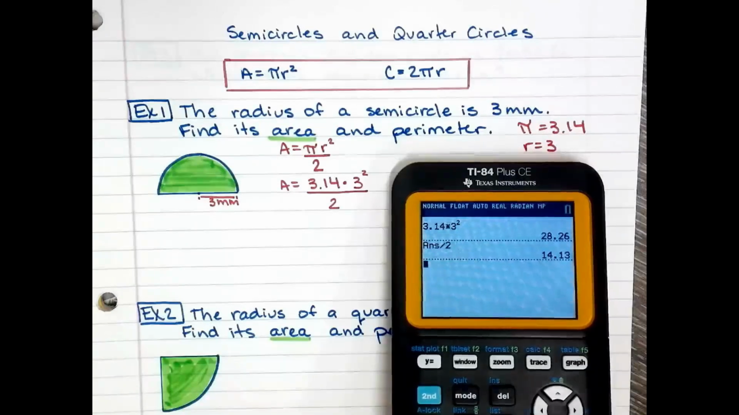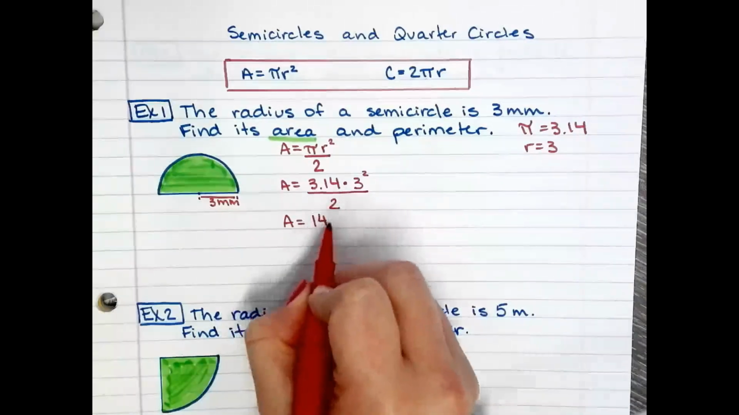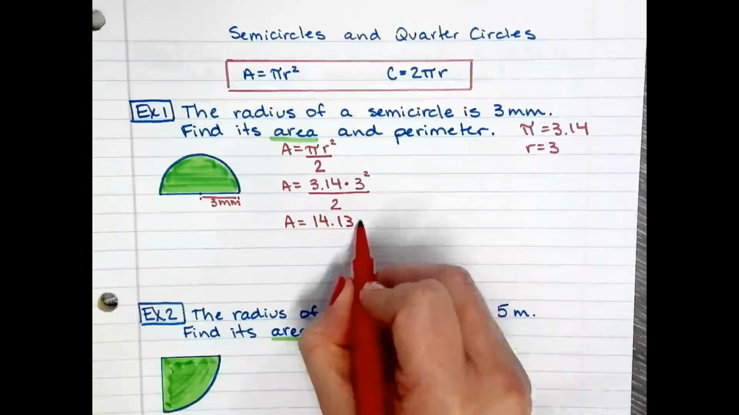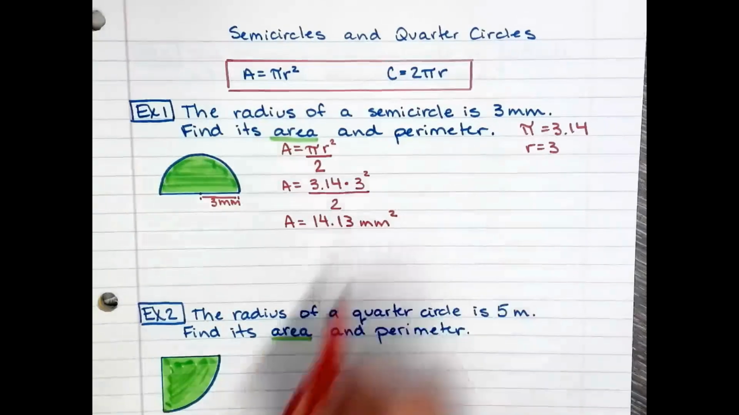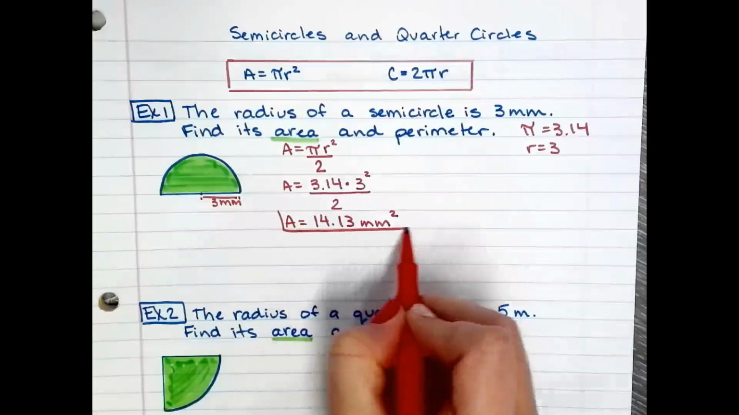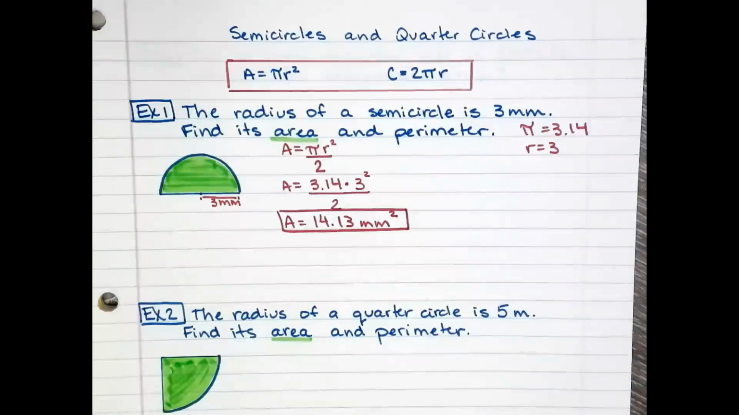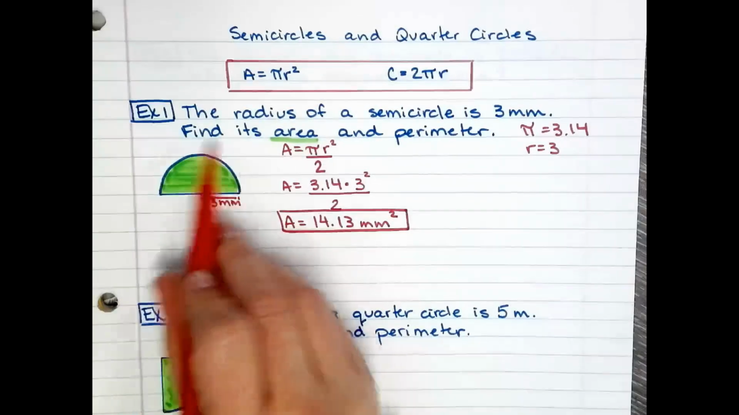So the area of that semicircle is 14.13 millimeters squared, because we're talking about area. So that's half of our problem right here. Now, we need to find the perimeter. The perimeter goes all the way around.